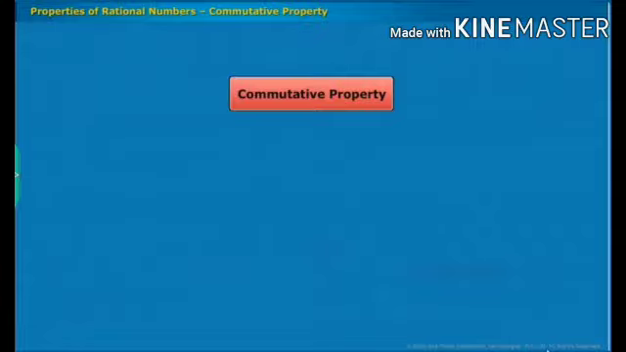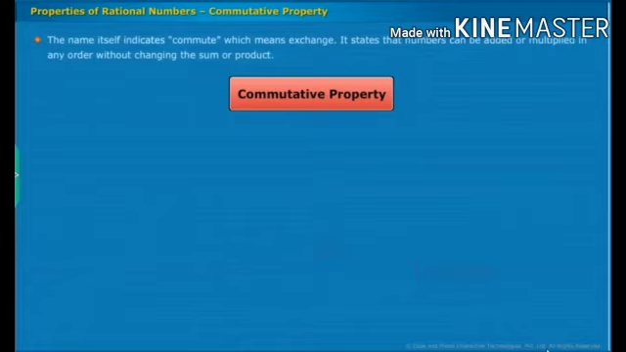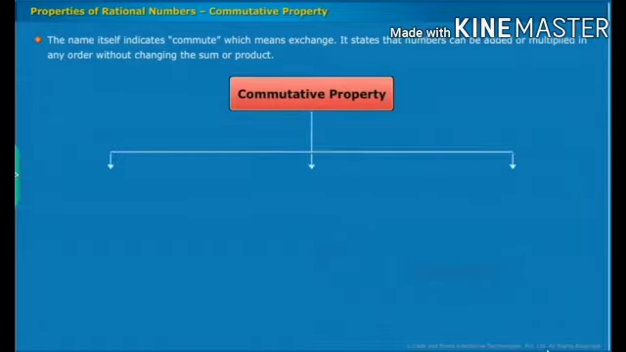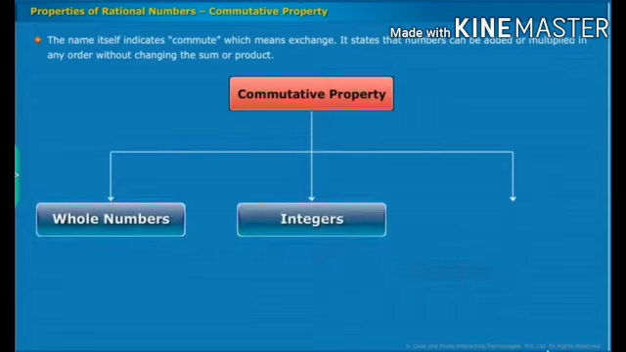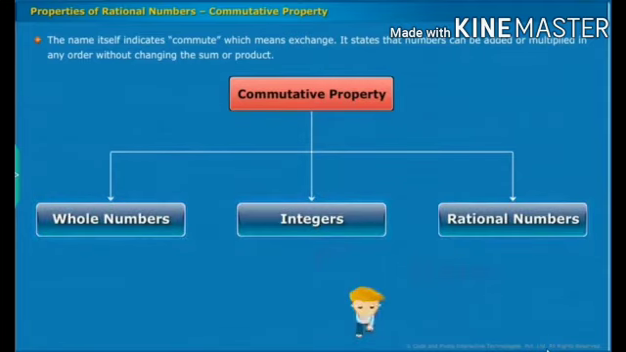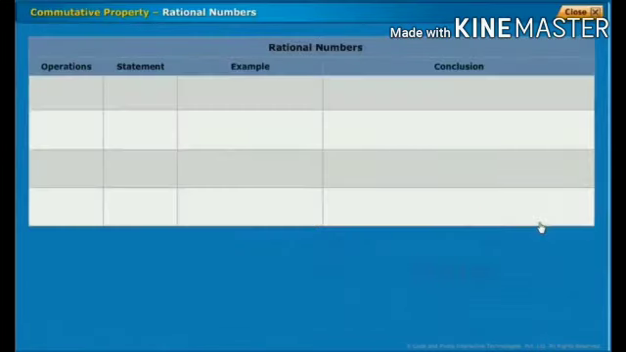Next property we are going to see is commutative property. What is commutative property? The word itself means exchange. It states that numbers can be added or multiplied in any order without changing the sum or product. So we will check the commutative property for rational numbers today.